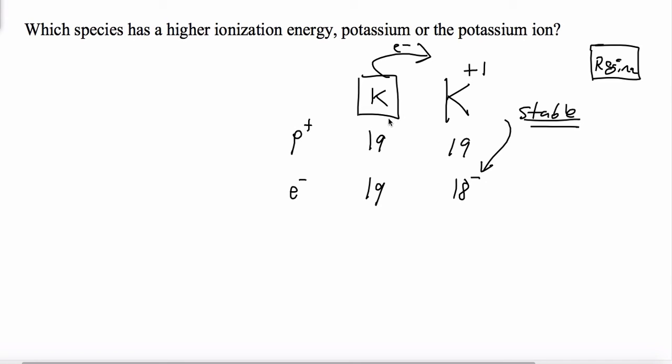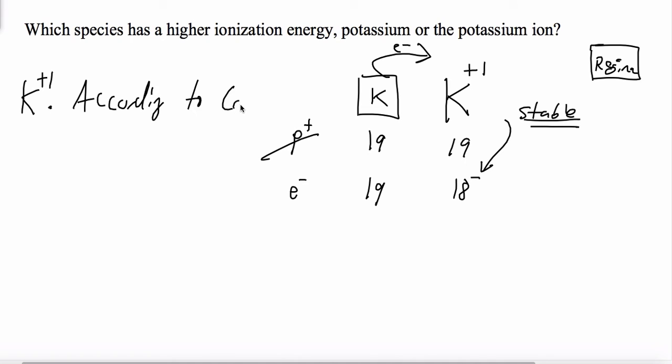So if we look at this, it can't be the proton effect because they both have the same number of protons. It's going to be the other effect, which is the electron-electron repulsion effect. I don't think I did a great job of talking about this in class, but this 19th electron is being repelled by all those other 18 electrons, whereas this 18th electron is being repelled by only 17 electrons. So who has the highest ionization energy here? K+1.